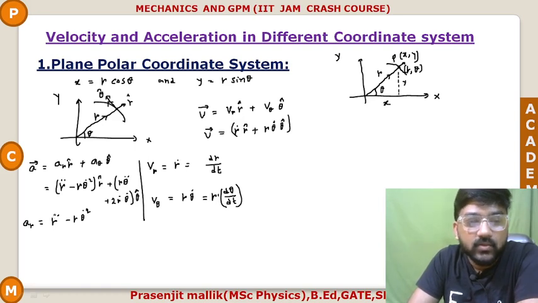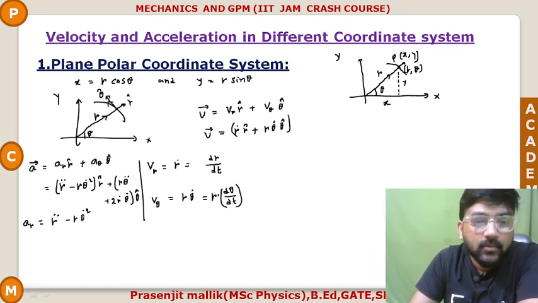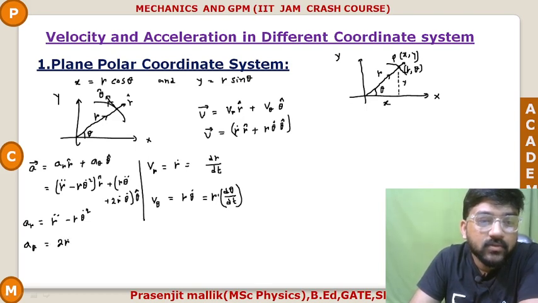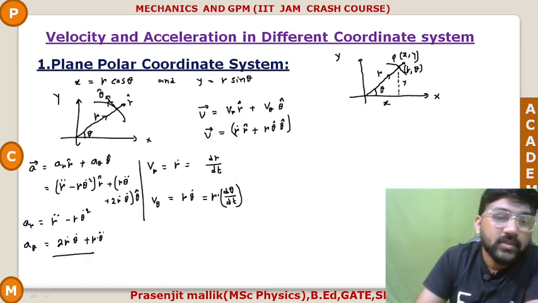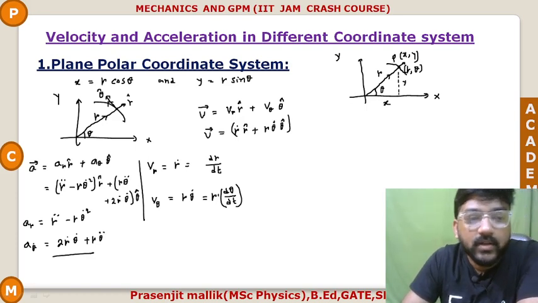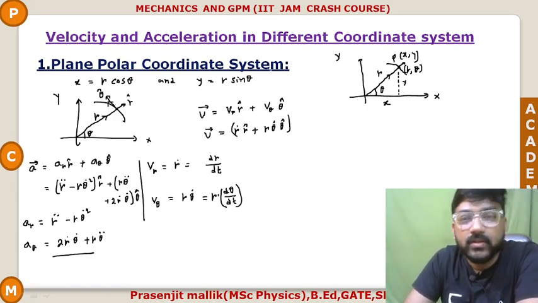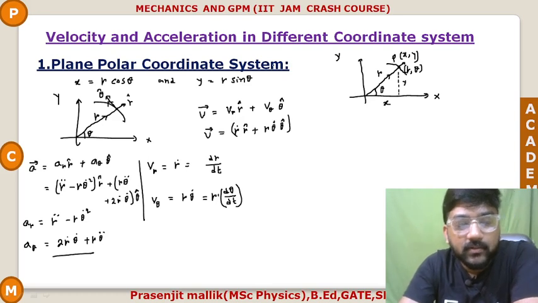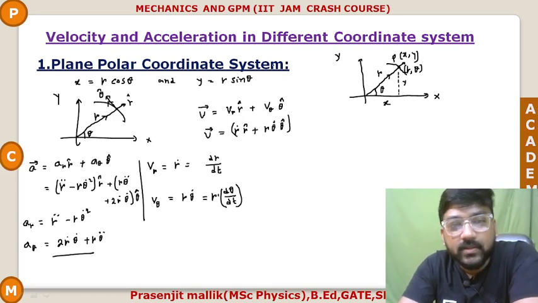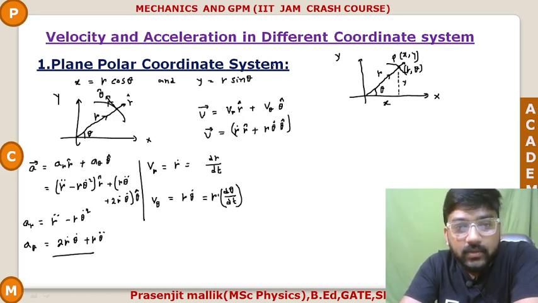Double dot means 2 times the derivative of r, and obviously a theta is nothing but 2r dot theta dot plus r theta double dot, or you can write r theta double dot plus 2r dot theta dot. Okay, so this is how you should remember the component of acceleration and the velocity in the plane polar coordinate system. Similarly, you can remember from this expression very easily for the cylindrical coordinate system also, because only one component will be added, and that will be the z component.